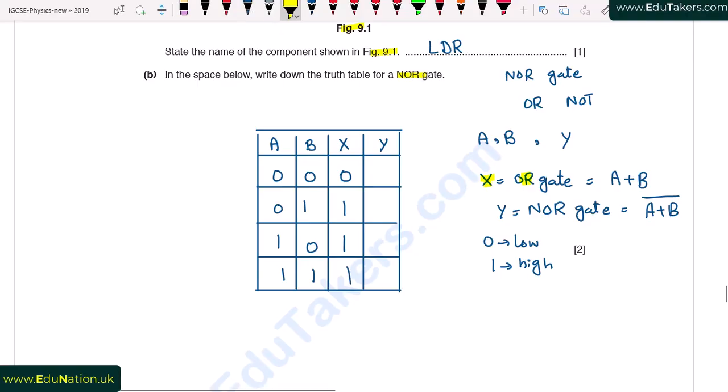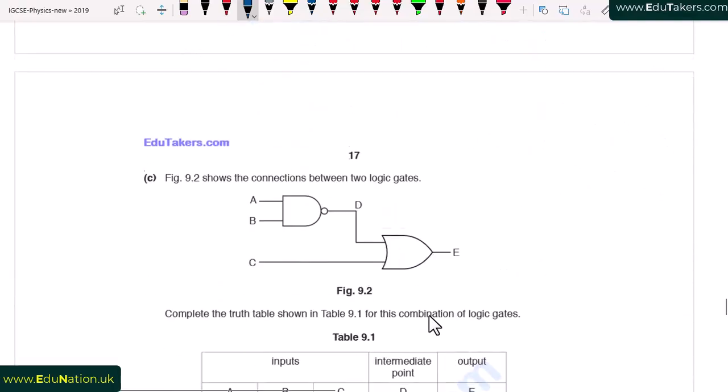And here Y is basically for NOR gate when we apply NOT over OR. So I have to apply NOT over X. In NOT gate, we just invert. It means that we convert 0 into 1 and 1 into 0. So I write here 1, 0, 0 and 0. This is a complete truth table for a NOR gate. Going towards the next part.